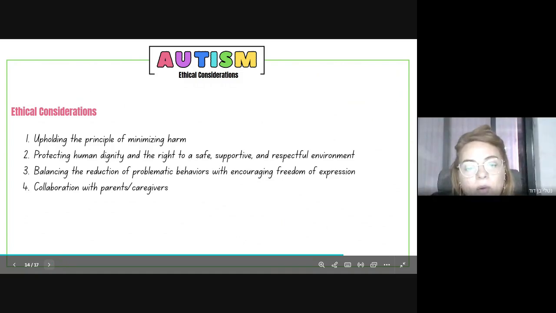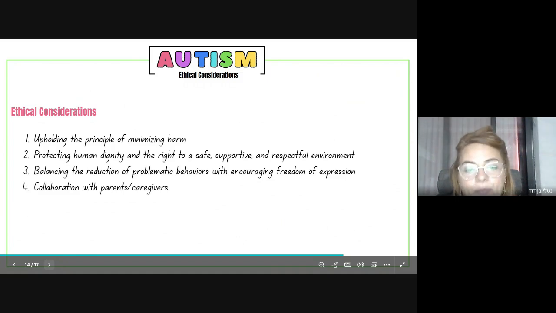Okay, now we will talk about ethical considerations. One, upholding the principle of minimizing harm. Behavior analysts face the ethical dilemma of whether and how to use interventions that involve elements of discomfort, such as a firm no or oversight, physical contact like a tap on the thigh.